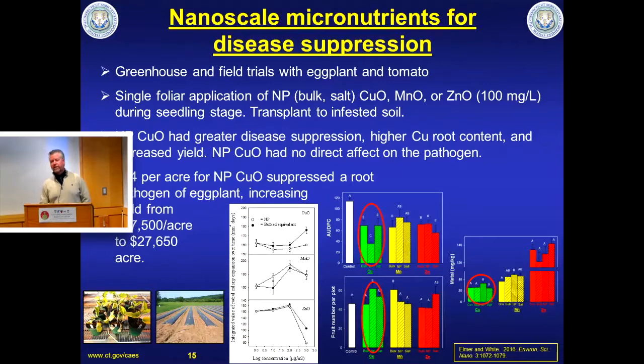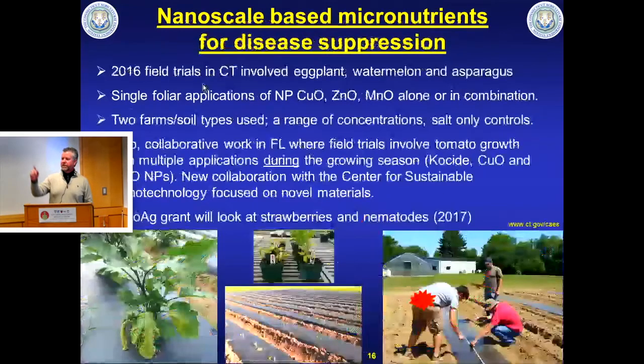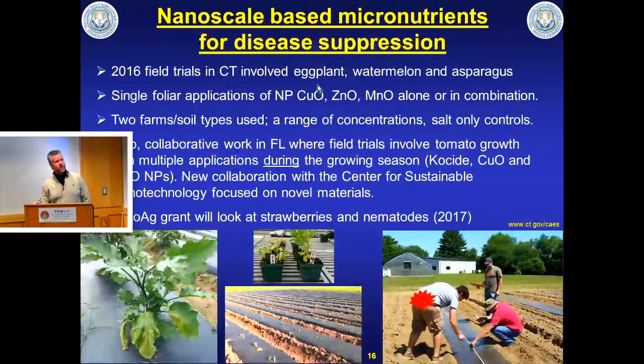So last year, we scaled up, obviously. We did lots of studies with eggplant, watermelon, asparagus. Roberto, who's in the audience here somewhere, he's the postdoc working on a lot of these projects. We're focusing on a range of nanoparticles, but copper really just seems to be the one that stands out. We're using multiple soil types, multiple concentrations. I've got collaborators in Texas and Alabama. They're using different crops. So we've really got a fair amount of work targeting this type of question.